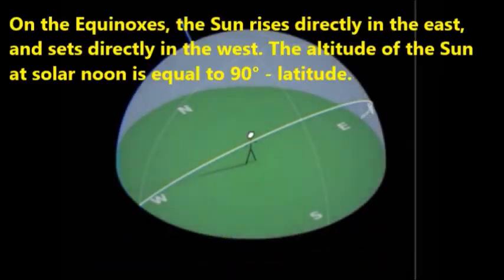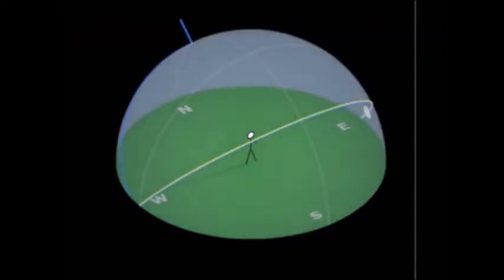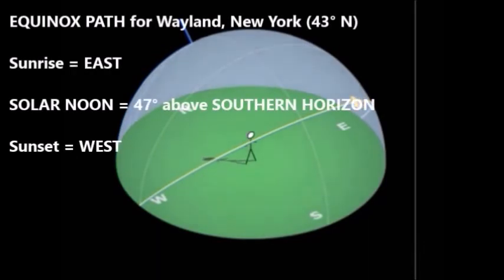As we discussed, on the equinoxes, the Sun rises directly in the east and sets directly in the west. The altitude of the Sun at solar noon is equal to 90 degrees minus your latitude. So in Wayland, New York, the path of the Sun would look like this. The Sun rises directly in the east. At solar noon, the Sun's altitude is 47 degrees above the southern horizon, and the Sun sets directly in the west.